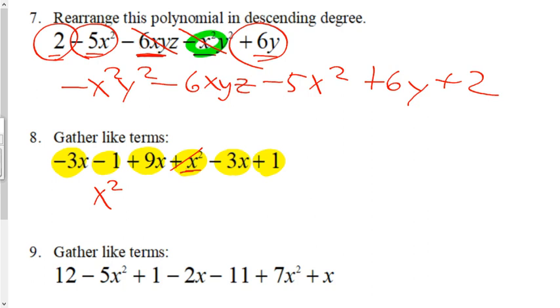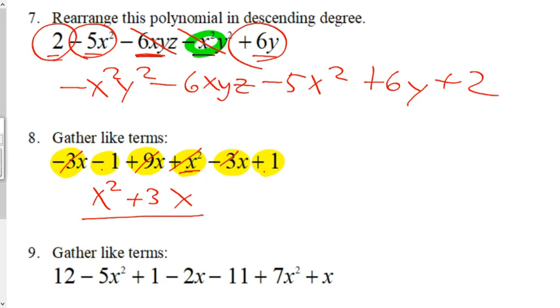That becomes x squared. These three terms are like terms. Negative 3x, and positive 9x. What will those become if you combine them? Positive 3x. And our last one, the constants of negative 1 and positive 1. Alexis, if you combine a positive 1 and a negative 1, what do you get? Nothing. So when you combine them, you end up with that binomial.